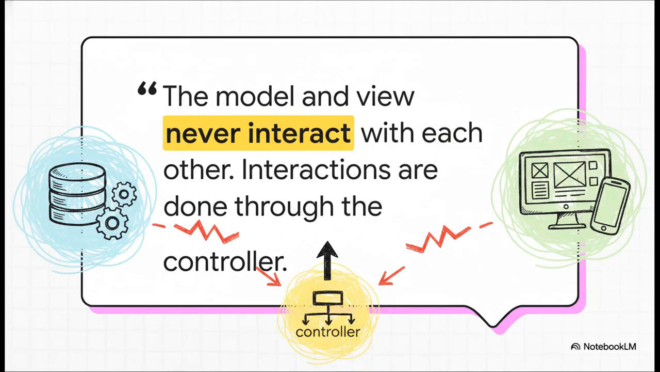And this right here is the golden rule of MVC. It is the core idea that makes the whole thing work. The model and the view are never, ever allowed to talk to each other directly. The controller is the only one that manages that conversation. This strict separation, well, that's the secret sauce.